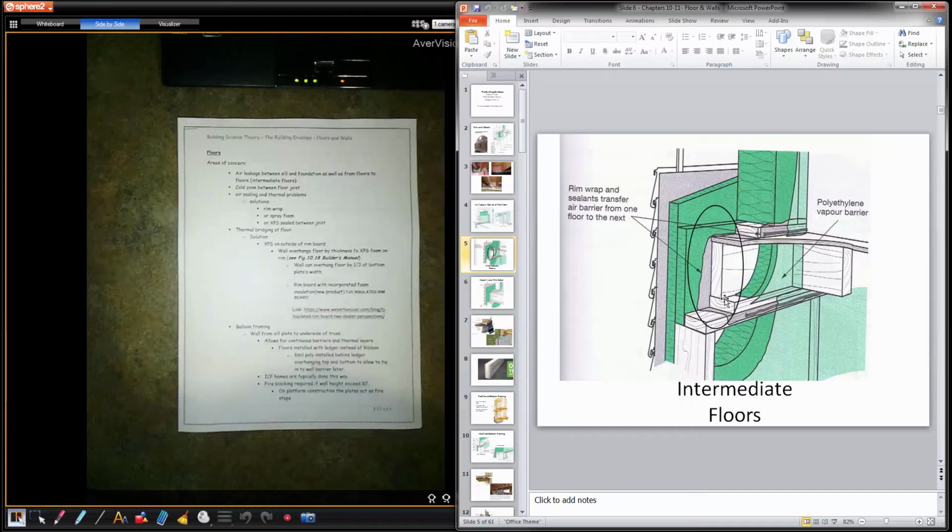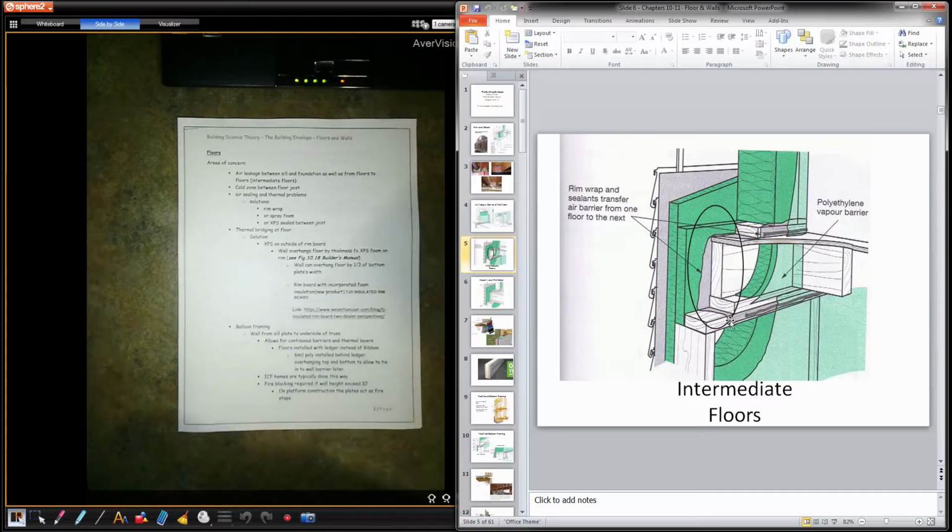There's your rim board. There's your double top plate. So lots of chance for thermal bridging. So they tackle that by putting another piece of foam there, shift everything in. It's a little more complicated detail, something that you have to think about while you're framing, right? You have to make sure you allow for that.